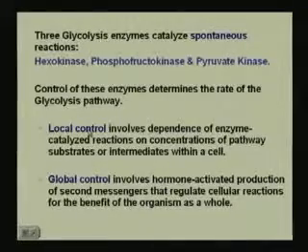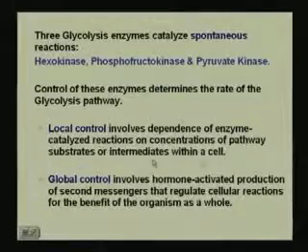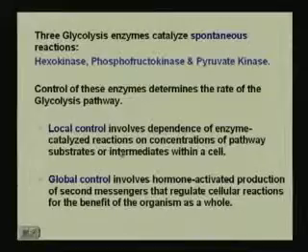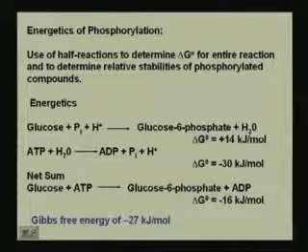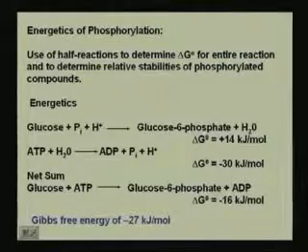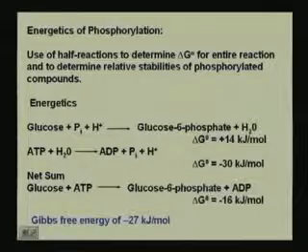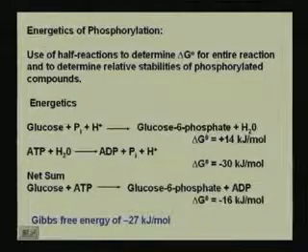There are two types of control: local control and global control. Local control involves the dependence of the enzyme catalyzed reactions on concentrations of the pathway substrates or intermediates within a cell. This is exactly what I was speaking about in the last slide, where we have the delta G values associated with the amount of product and reactant that you have. If my product concentration gets too high, my reaction will be non-spontaneous. That is where you would have local control.